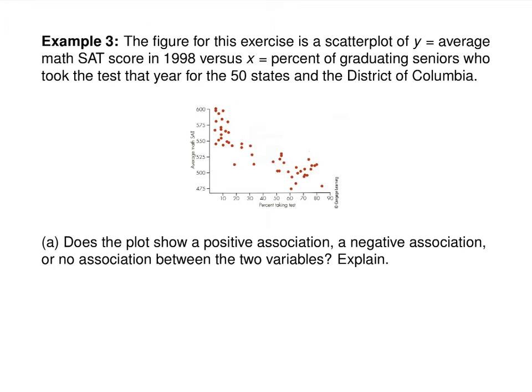Now the figure for this exercise is a scatter plot of average math SAT scores, that's our response variable, versus the percent of graduating seniors who took the test that year, and this is for all 50 states and the District of Columbia. So what you can see is that as the percent taking the test increases, the average math SAT score tends to go down. So this is a negative association.